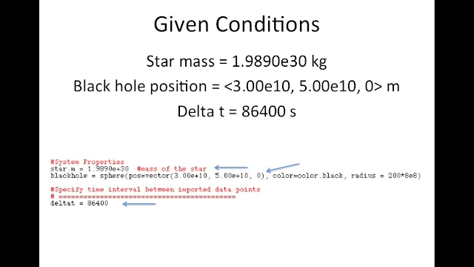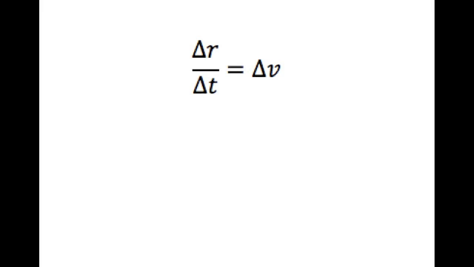The VPython code for this lab is able to take data from a separate file. Then, to initialize the code, I added the given values of the star's mass, the initial position of the black hole, and the delta t. VPython also calculates the change in position over change in time, the change in velocity, over every time step for the x and the y components. The change in momentum can be obtained if this value is multiplied by the mass of the star.